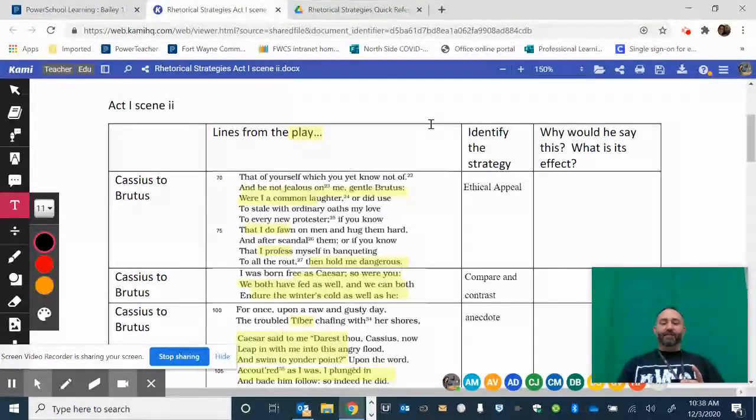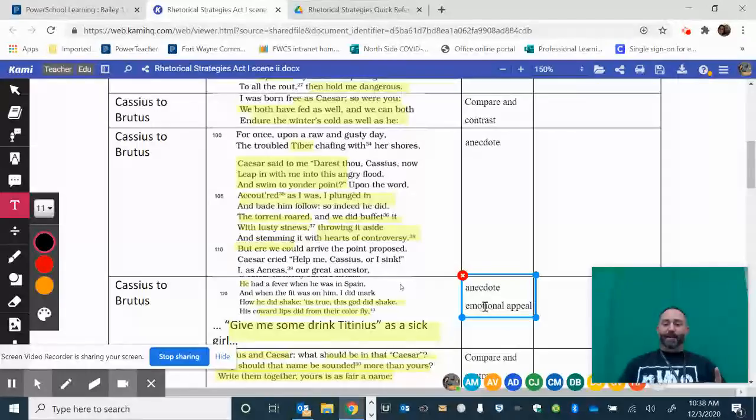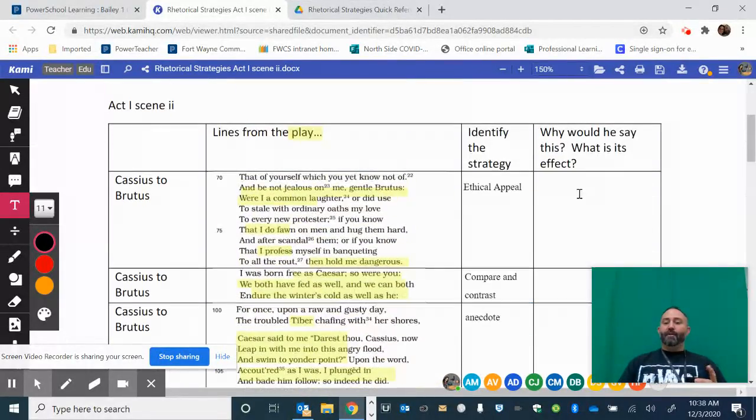So that is what I need for you to do. You fill in the strategy. You can copy mine, I don't care. But I want to know why Cassius would use this strategy and use these words to try to convince Brutus. What is he trying to convince Brutus of? All right, good luck.